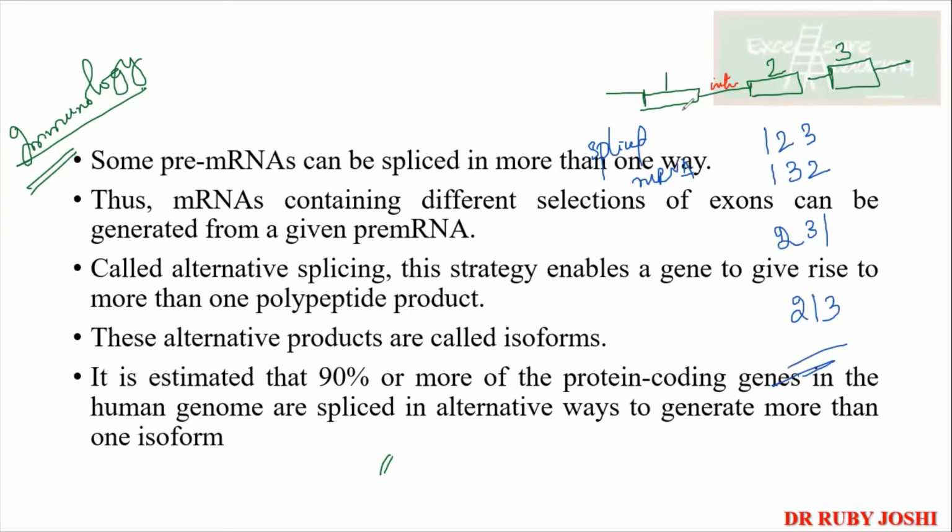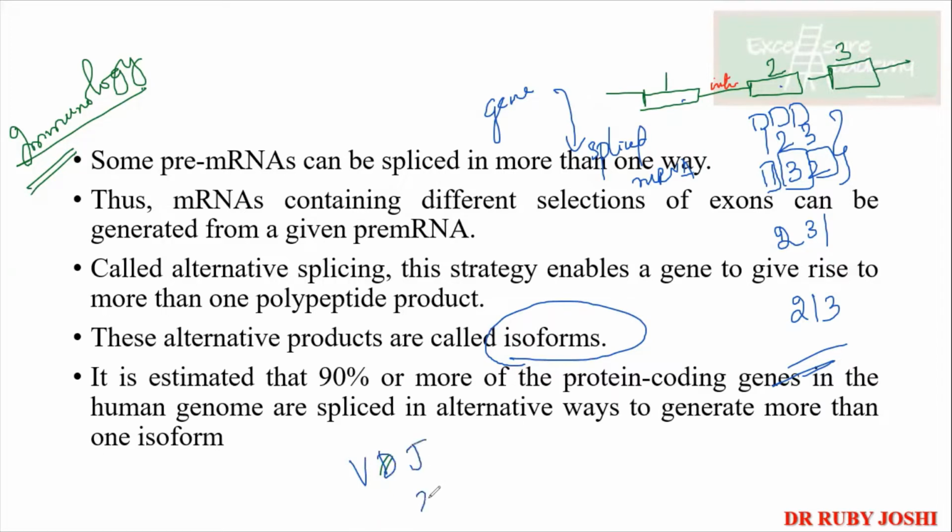Are you understanding? So it means 1, 2, 3 will come together like this, and sometimes 1 will come here, 3 will come first, and then 2 will come. So depending on the requirement, the same gene can give you different or alternate mRNAs, which will be coded to give you different proteins. And obviously these alternative products are known as isoforms. Understand?